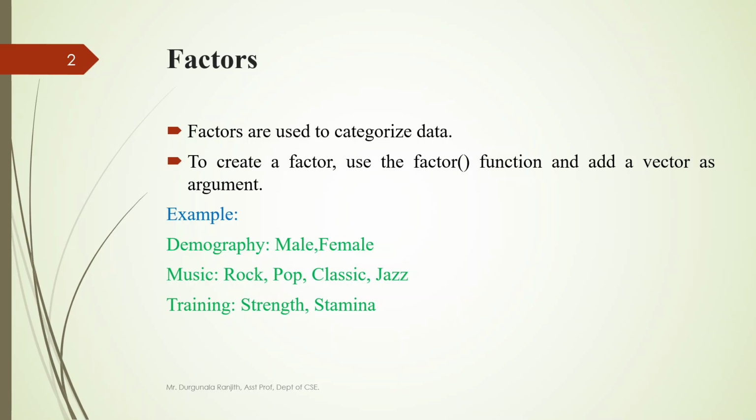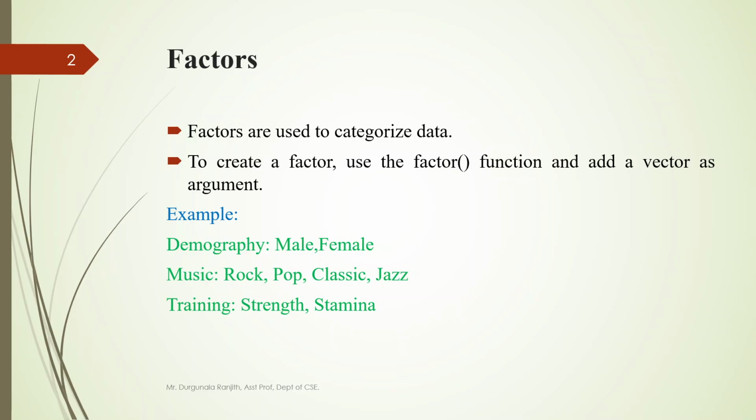For example, here I have given an example. We have music, so we have different categories of music. For example, training: different types of training like strength and stamina and so on. And demography, like male or female and so on. So to categorize the data we have to use the data structure, that is factor. And how do you create a factor?